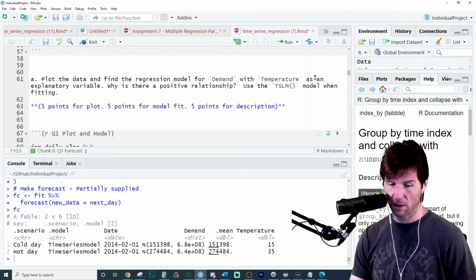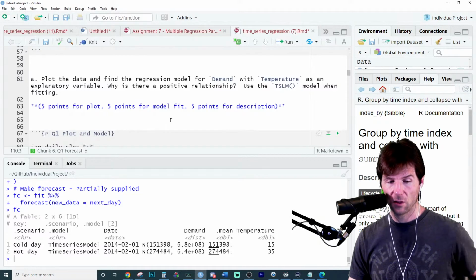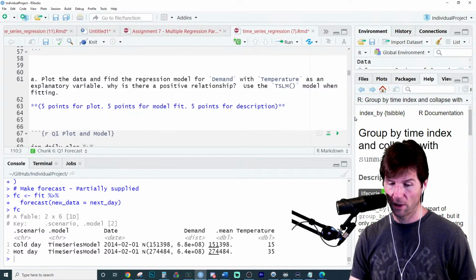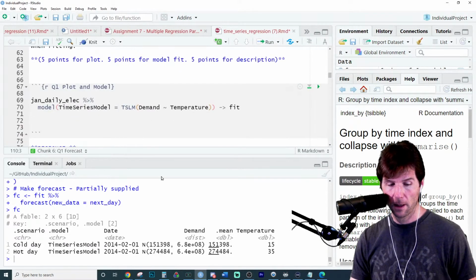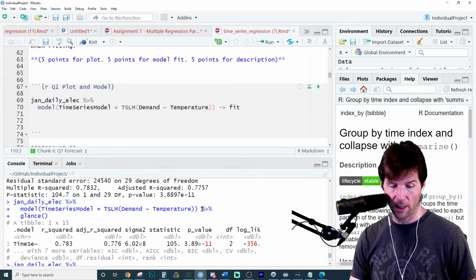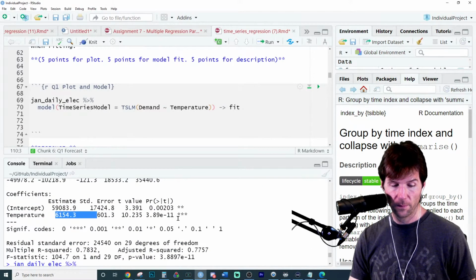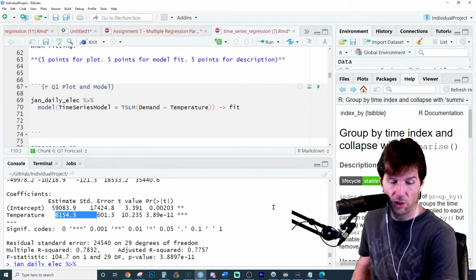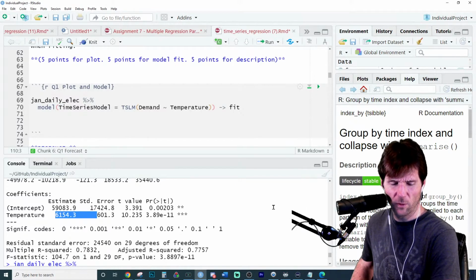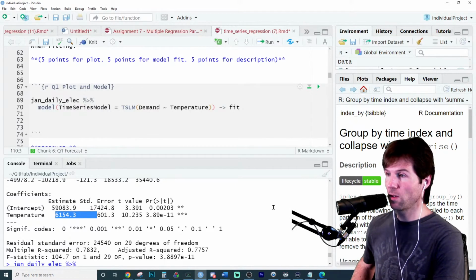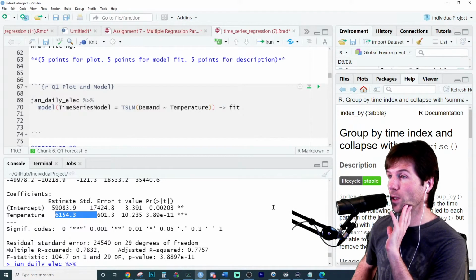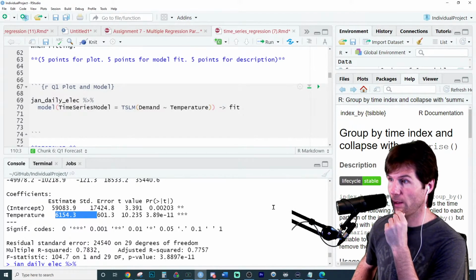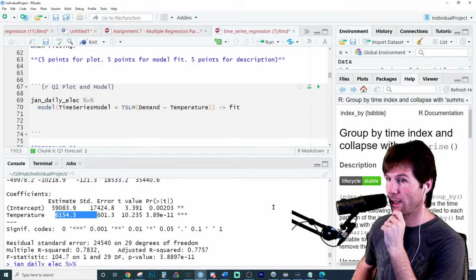Plot the data, find the... Is there a positive relationship? Why is there a positive relationship? Positive relationship is denoted by the following. Was I getting the wrong model earlier? Why is there a positive relationship right here?